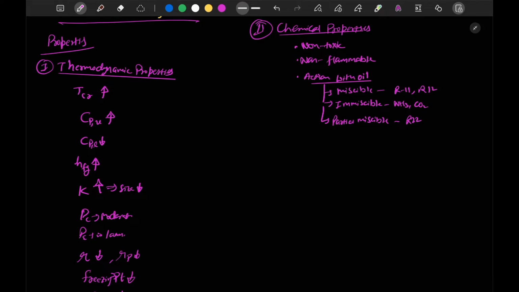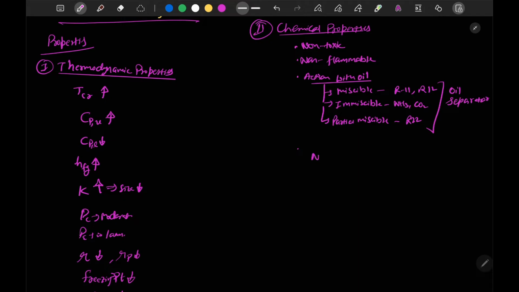Okay, so to remove that, we install an oil separator at the exit of the compressor and the entry of the condenser. Okay, so what does the oil separator do? It removes all the oil from your system. Okay, and this oil separator is of course not needed for immiscible refrigerants because NH3 and CO2 both do not mix up.